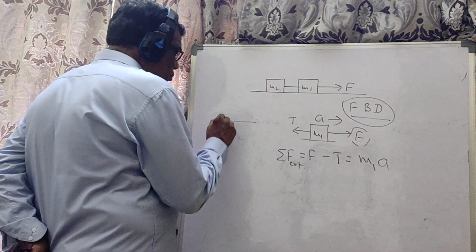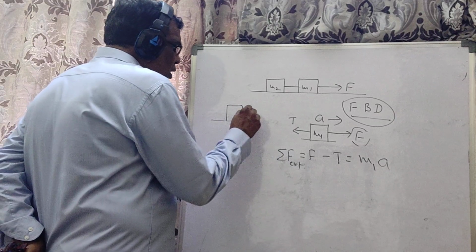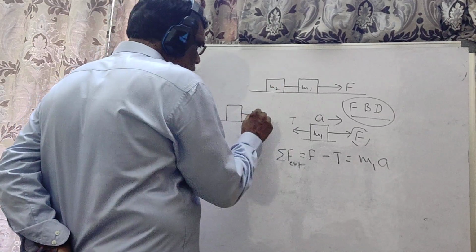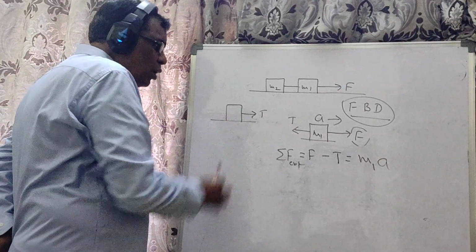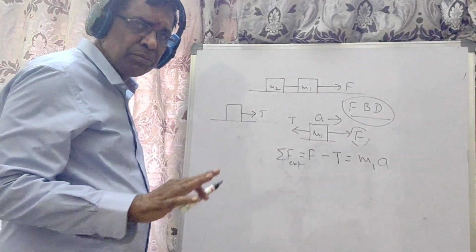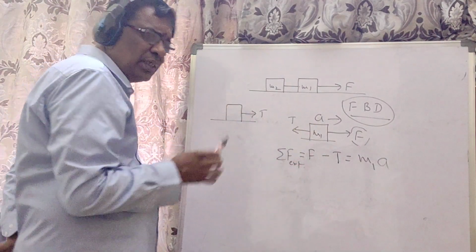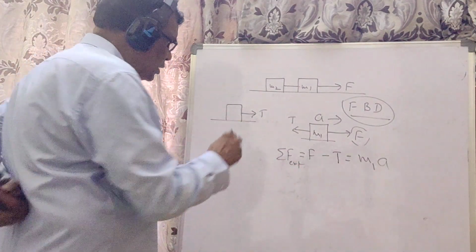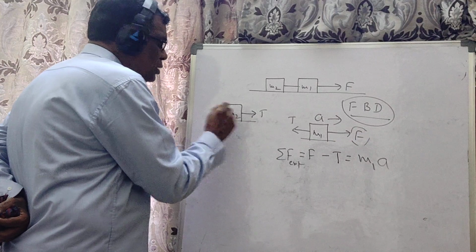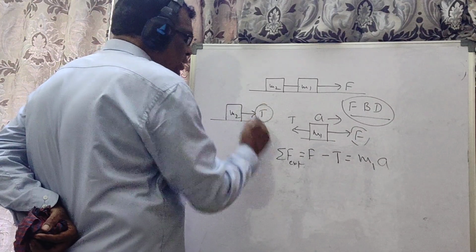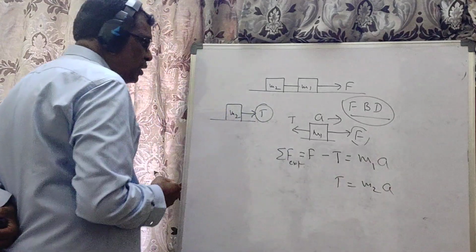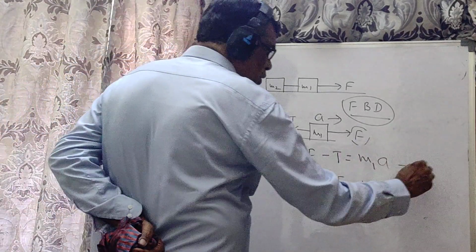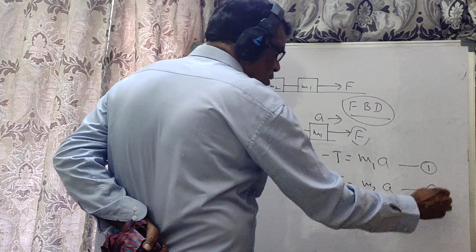Now look at body number 2. As far as this is concerned, tension will pull it away like this. There is no other force acting. I said I'm not talking of vertical forces here. Just the application of Newton's second law in the horizontal direction only I'm showing. Therefore, here the external force is only T. Therefore, T is equal to M2A. So I have derived two equations based on Newton's second law.